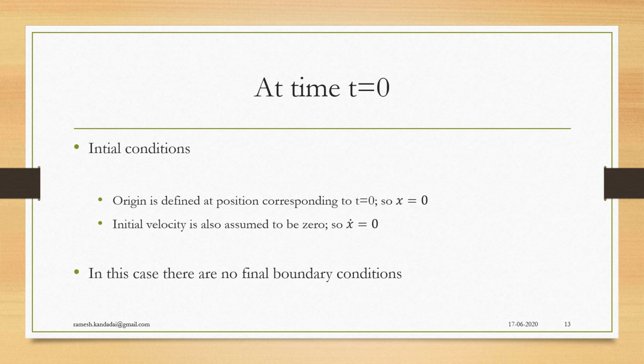Initial velocity is also assumed to be 0. So the initial boundary conditions at t equal to 0 are x equal to 0 and x dot equal to 0. There are no final boundary conditions in this problem because we don't know what the system is going to be doing at t equal to infinity or at t equal to some time t1.